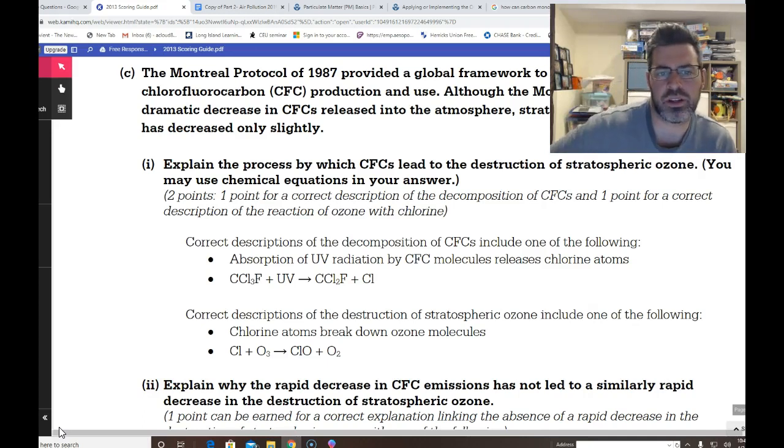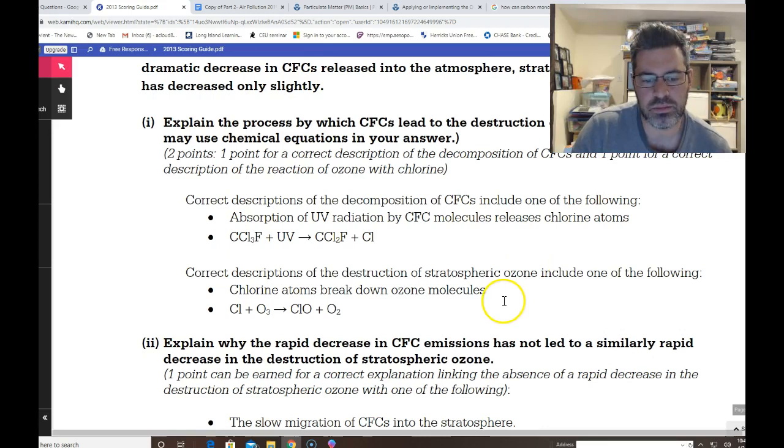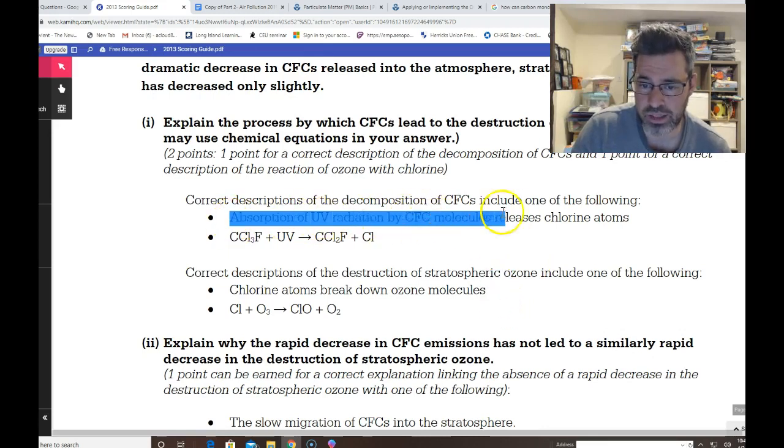It says the Montreal Protocol in 1987 provided a global framework to phase out chlorofluorocarbons. So it sounds exactly like the free response you just had. And question 1 says explain the process by which CFCs lead to the destruction of stratospheric ozone. So how do you answer this? Well, what it boils down to is you have to talk about specifically how CFCs go ahead and do that. So first things first, you could say this: absorption of UV radiation by CFC molecules releases chlorine atoms, right? And then you're just writing it out. So this is actually acceptable.